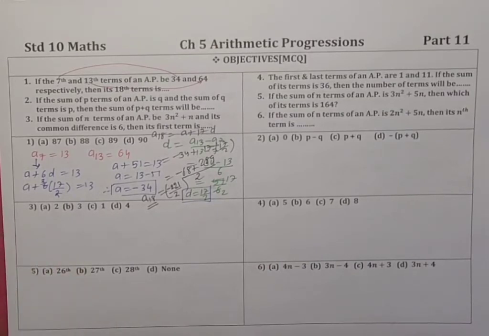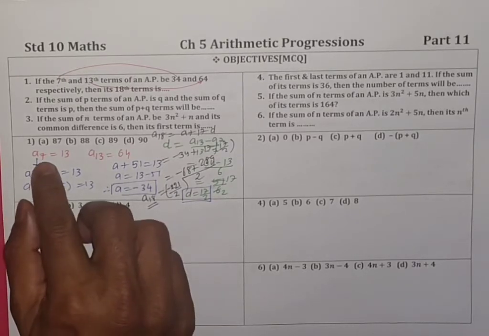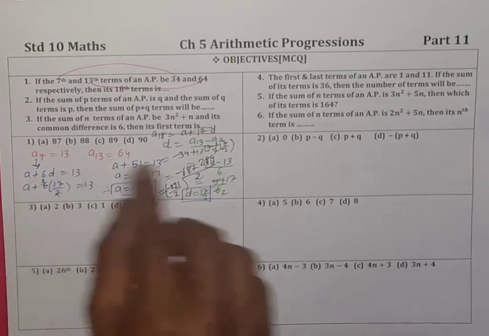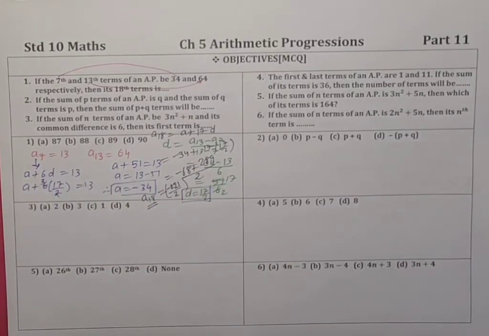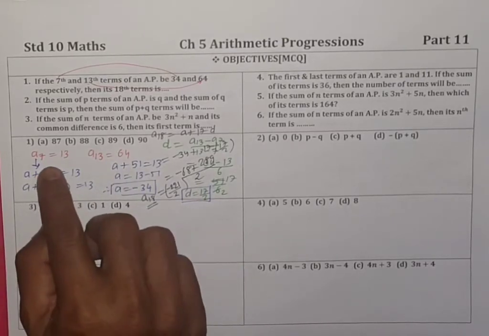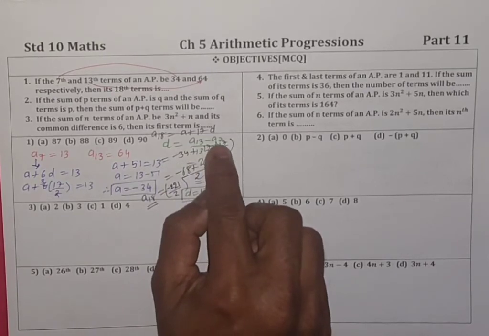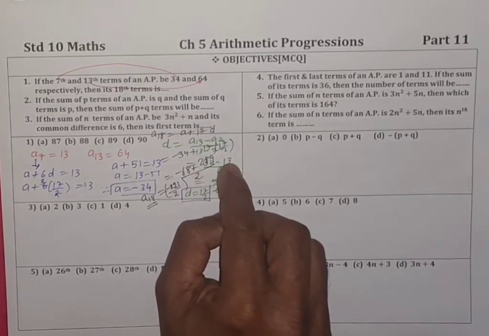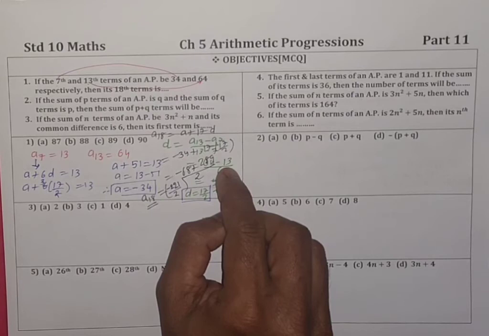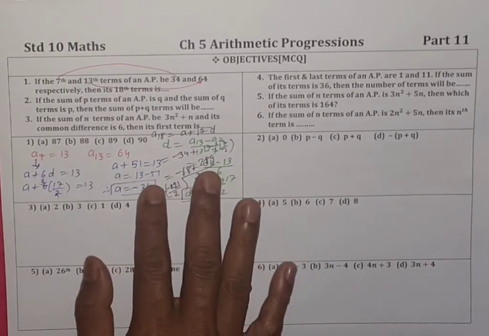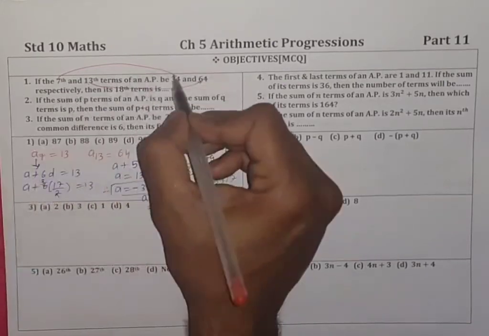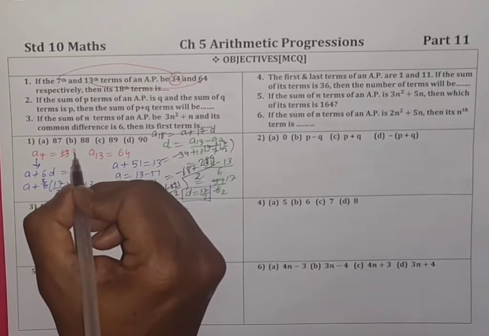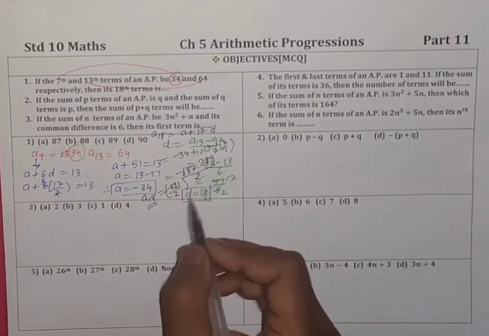Alright children. Something seems wrong. The 7th term is 13, the 13th term is 64. So it is in ascending order, so how did the 18th term come out negative? It should be greater than 64. What mistake did I make? D is A13 minus A7, whole upon 13 minus 7. A13 is 64 minus 13. Oh children, mistake. The big mistake I have made is that the 7th term is 34. I wrote 13 here. It is 34. So if you put 34 for the 7th term, you will get your answer.